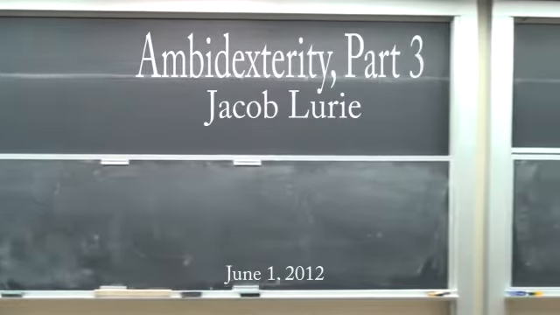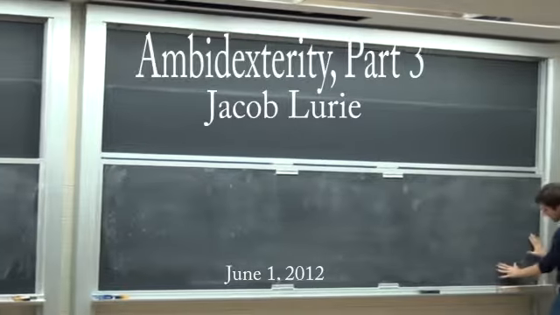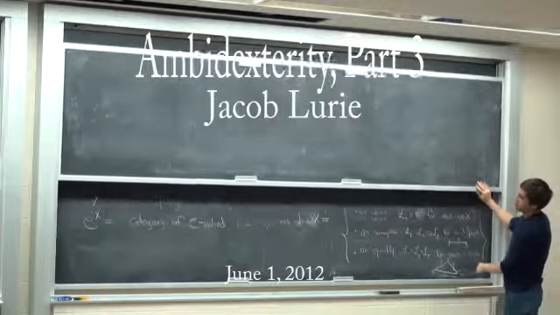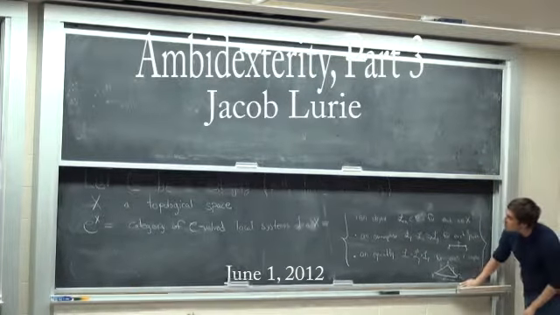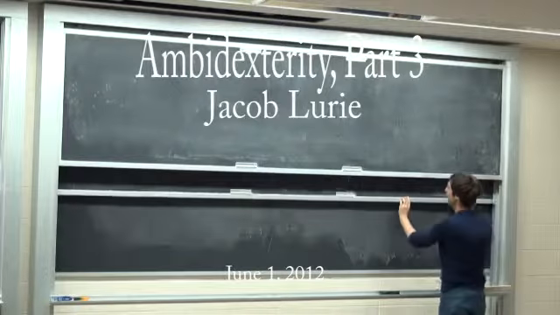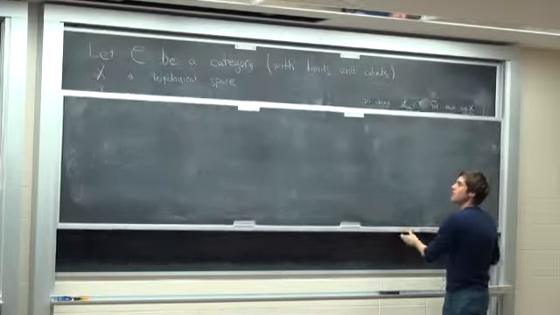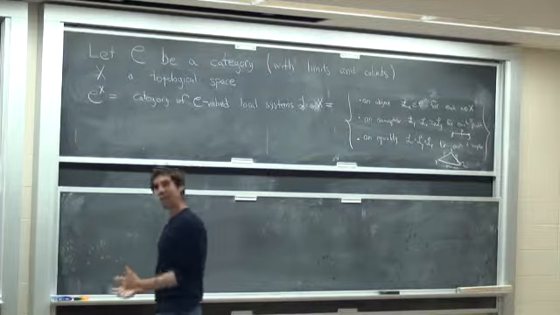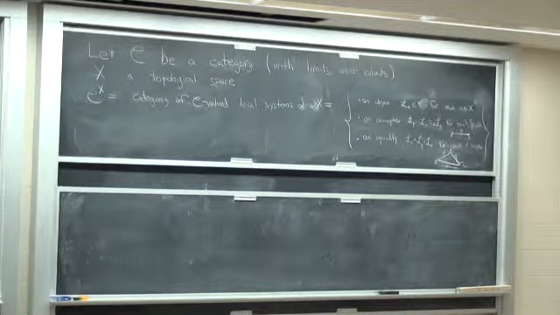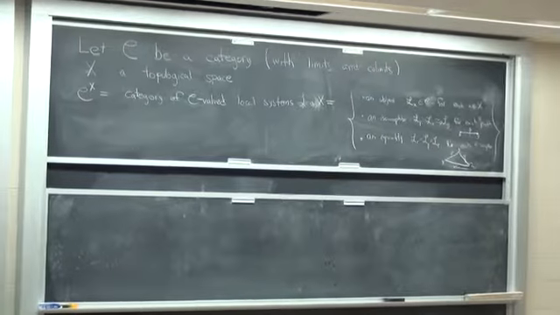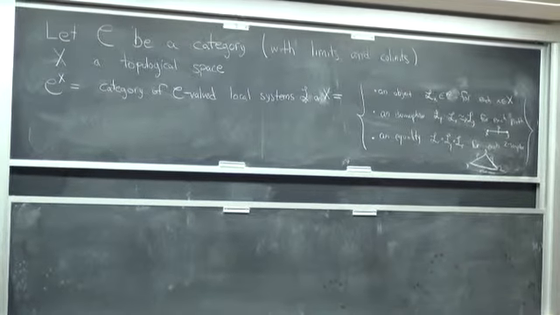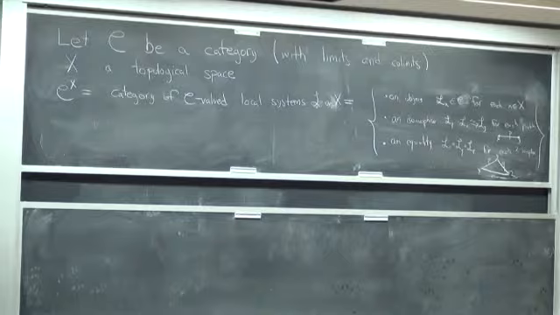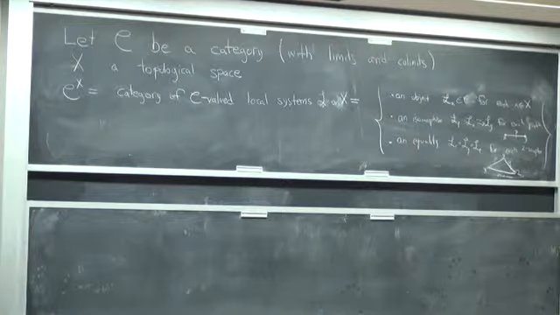I want to begin by recalling a few definitions that I made last time. I've written some of them here on this board, or let me push this up to the top. So let's say C is some category that we're going to work in. It could be the category of abelian groups, or the category of vector spaces, or the category of sets. The only thing that's going to be important for the moment is that it has limits and colimits.